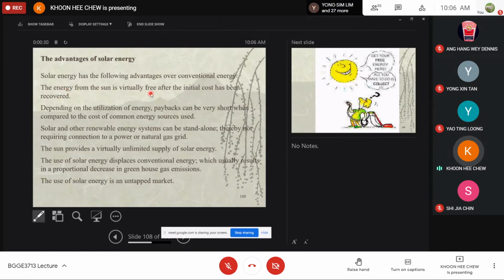It is free, but not at the initial stage, because at the initial stage you need to set up the solar panel. That one is quite costly. So it's after the initial cost, after you set up the solar panel, everything. Then subsequently, the generation of energy from the sun is virtually free because you no need to pay anything to the sun, right? So it's depending on the utilization of energy. Payback can be very short when compared to the cost of common energy sources. So the payback, when you regain the money for your solar panel, could be very short. In a very short time you can get back your money, as compared to the common energy sources such as petroleum and so forth.